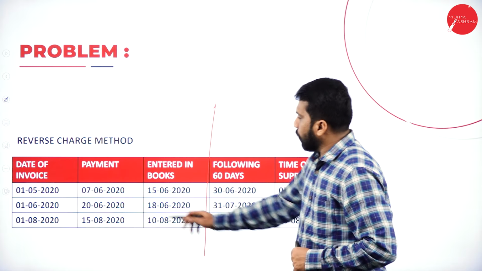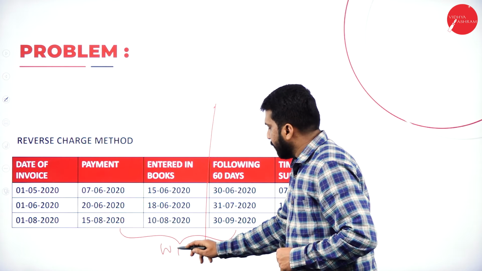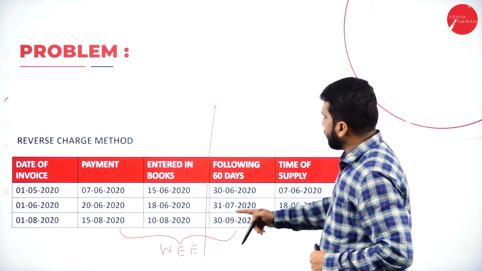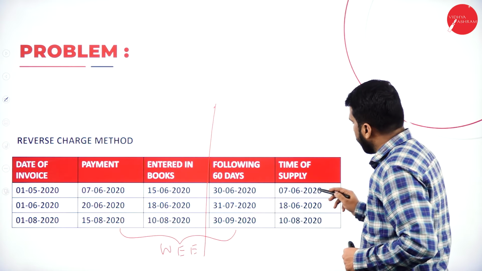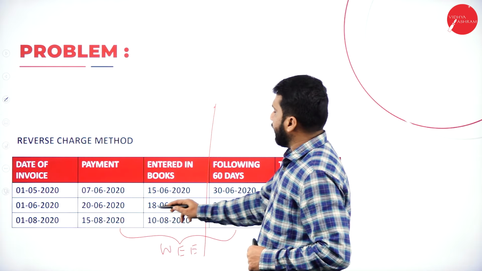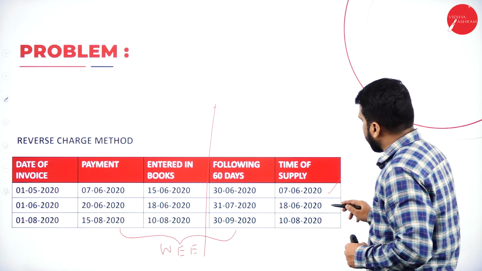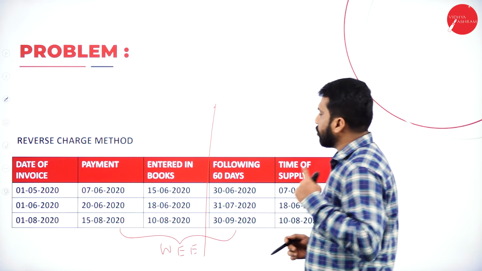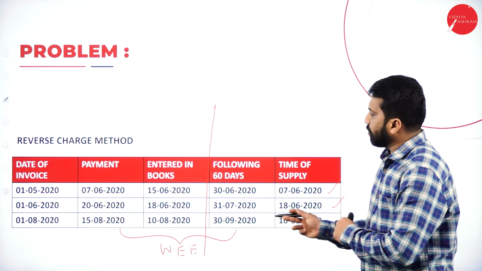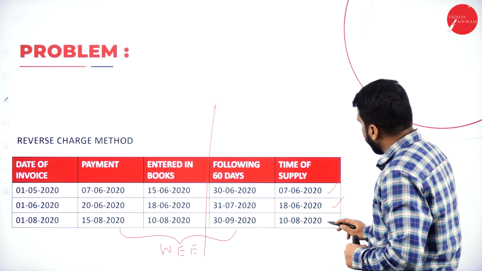In this, compare all these three, whichever is earlier. 7/6, 15/6, 30/6. 7/6 is earlier, we go for 7/6. Similarly, 20th 6, 18 6, 31st 7. Whichever is earlier, 18/6 is earlier. And the last one, 15/8, 10/8 and 30/9. Whichever is earlier, 15/8 and 10/8. 10/8 is earlier, so we go for 10/8.